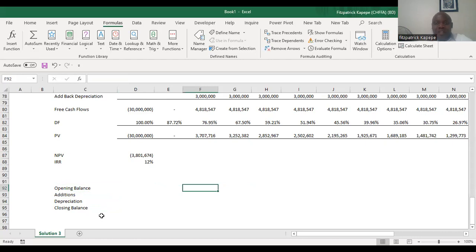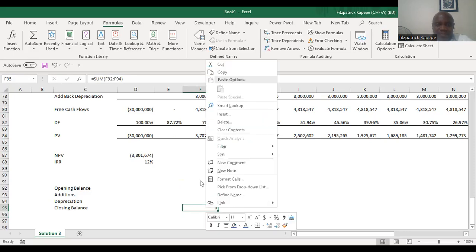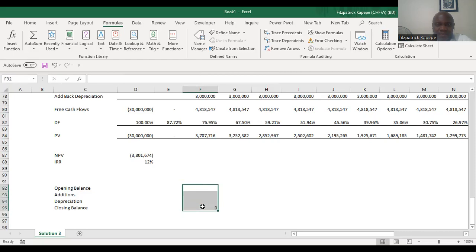So now you have the total there. Please just observe this. So the closing balance here is the opening balance there. Sorry, here is the opening balance here.